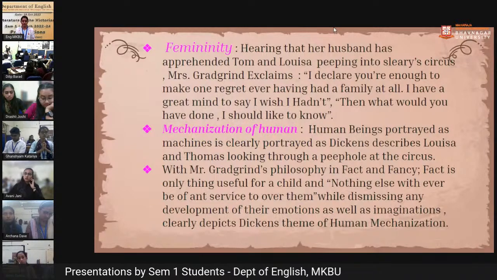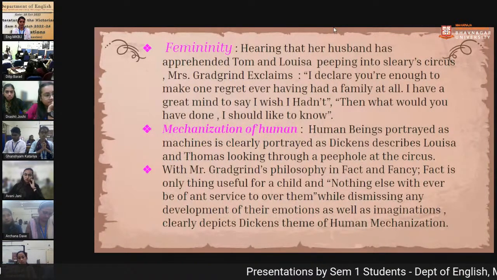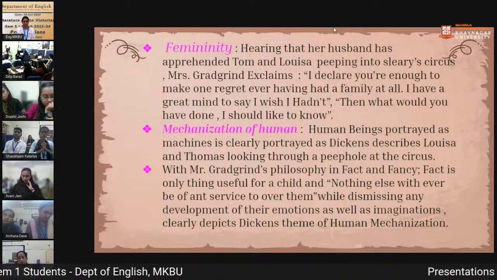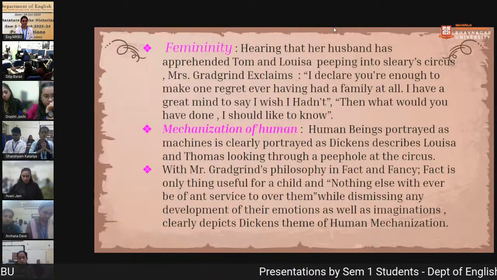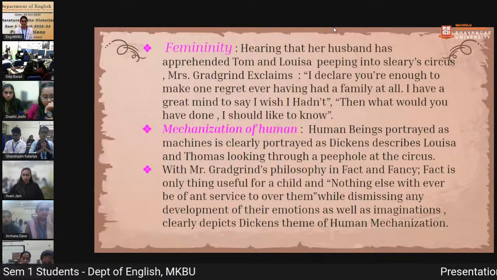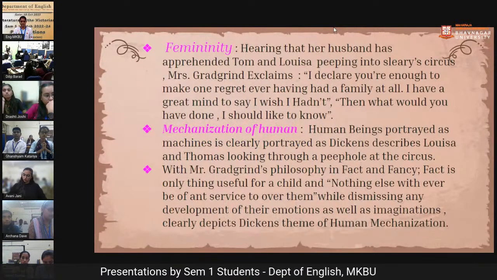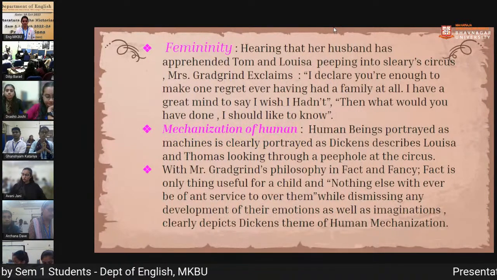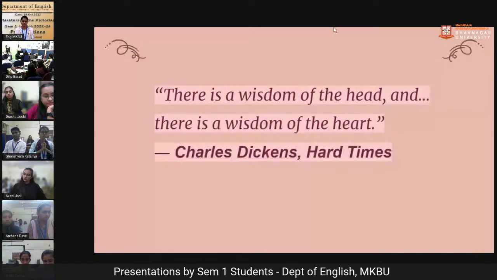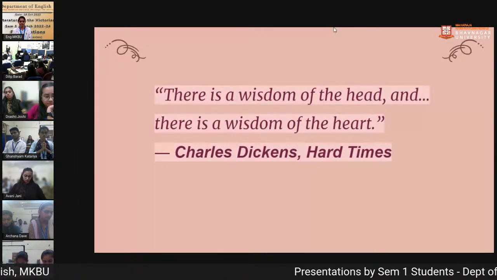Mechanization of human beings portrayed as machines is clearly portrayed as Dickens describes Louisa and Thomas looking through people at the circus with Mr. Gradgrind's philosophy of fact and fancy. Fact is the only thing useful for a child and nothing else will ever be of service to them, while dismissing any development of their emotions as well as imaginations, clearly depicts Dickens' theme of human mechanization. The quote from Hard Times, Charles Dickens: there is a wisdom of the head and there is a wisdom of the heart.